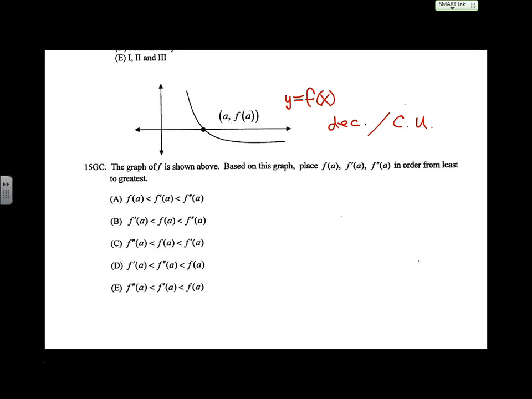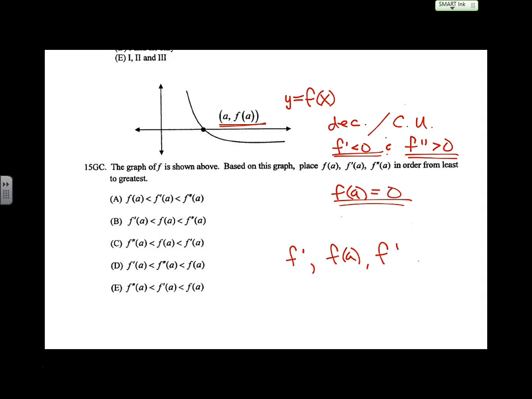What do I know then about my derivatives? F prime is negative and f double prime is positive. So you could say f prime is negative and increasing, or you could say f prime is negative, f double prime is positive. And then, wait a minute, what's f of a? f of a is 0. So I have a negative, I have a positive, and I have a 0. If we order a negative and a positive and 0, shouldn't the negative go first? Yeah. Then the 0? Then the positive? Which one matches? B.